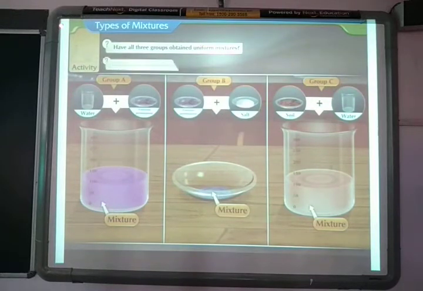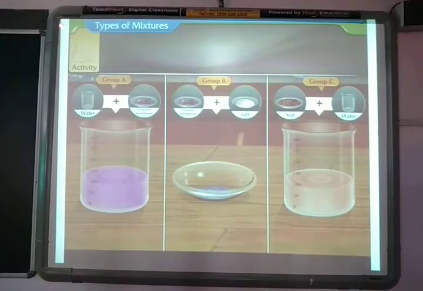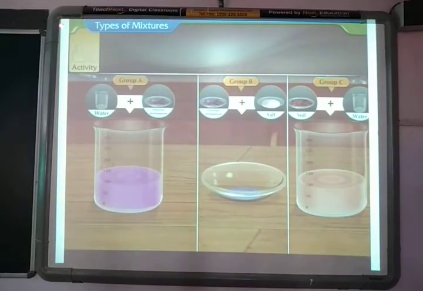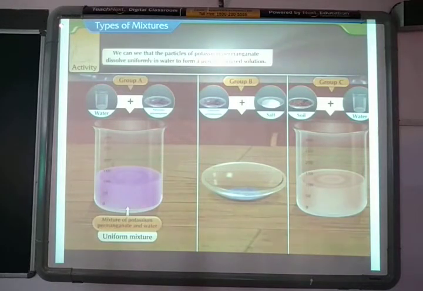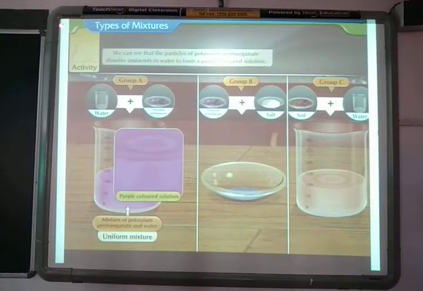Which group has obtained a uniform mixture? Group A has a mixture of potassium permanganate and water. This is a uniform mixture. We can see that the particles of potassium permanganate dissolve uniformly in water to form a purple-colored solution.